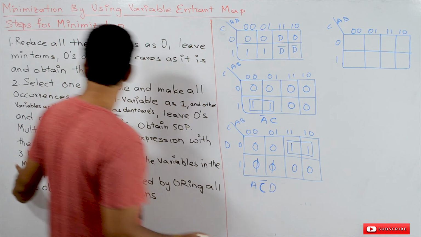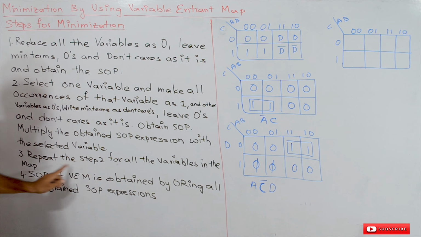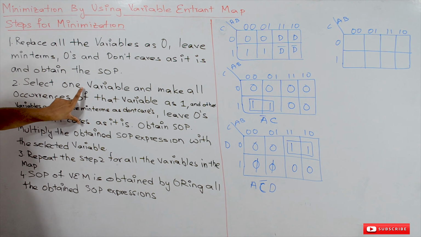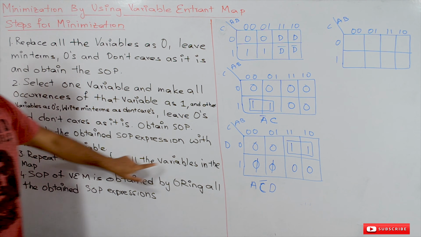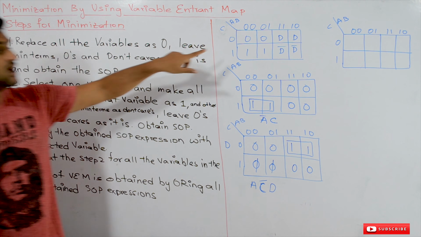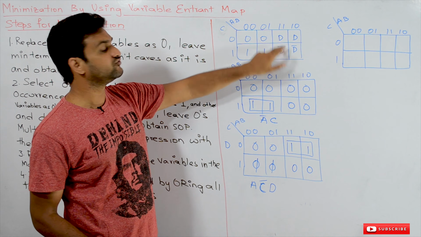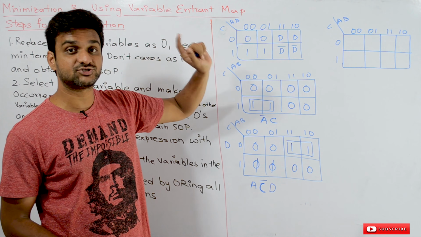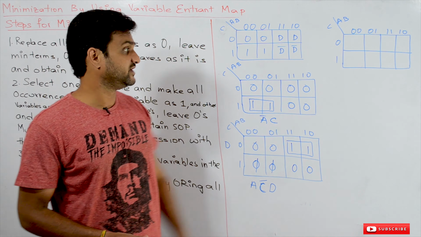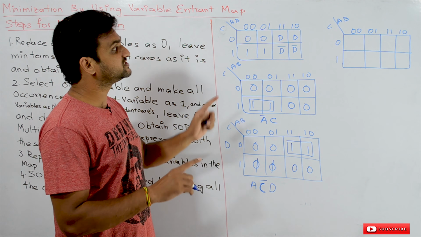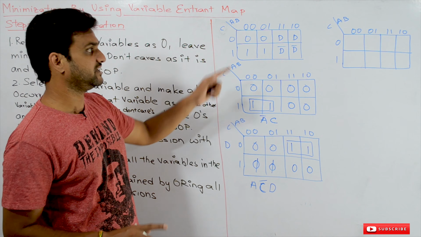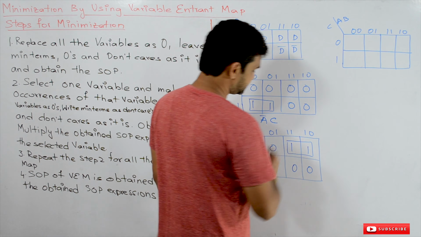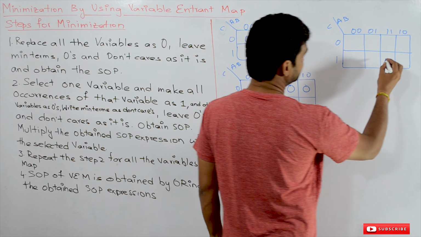Now the third step is to repeat step 2. This step 2 has to be repeated for all the variables in the K-map. How many variables are there? We have two variables, D and D complement. The complement and the true form have to be considered as different variables. So this step has to be repeated for all the variables.